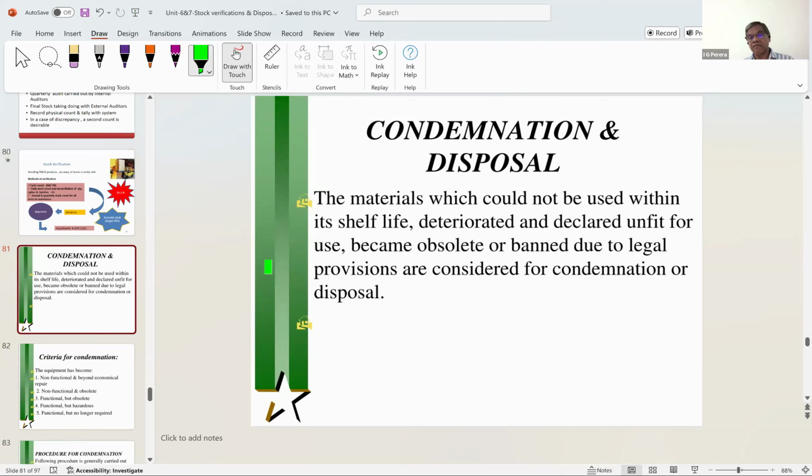Generally, when an item gets condemned, how should it be disposed? Materials which are not serviceable, at the end of the shelf life, may be deteriorated, may be obsolete, may be banned due to legal provisions. Those items are then condemned for disposal. Now, some items we are very sure the shelf life is over.